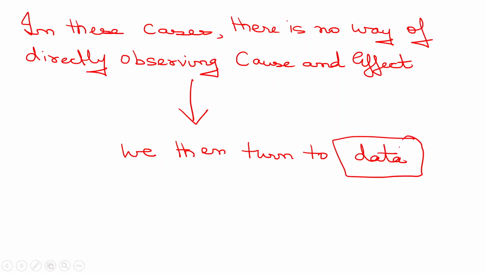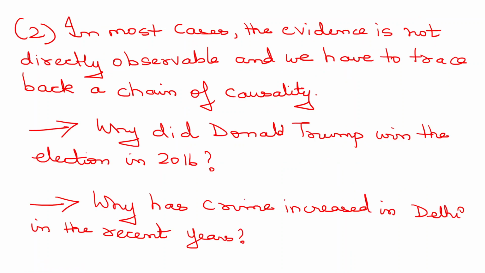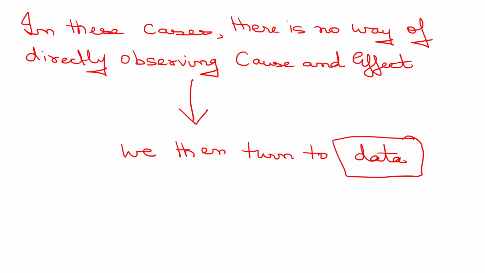Okay. So in order to answer these kinds of questions, obviously, since you can't directly attribute these events to just one set of factors. Why did Donald Trump win the election in 2016? There could be a multitude of factors and not just one factor. Why has crime increased in Delhi in recent years? Again, there could be a host of factors which cannot be attributed to a single factor. So in all these cases, we base our analysis on data, which is evidence or information.